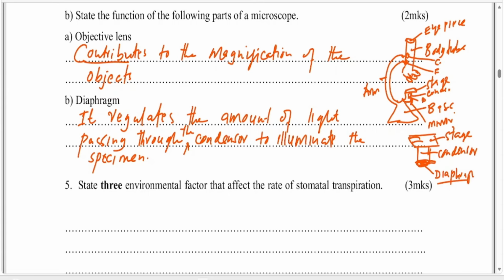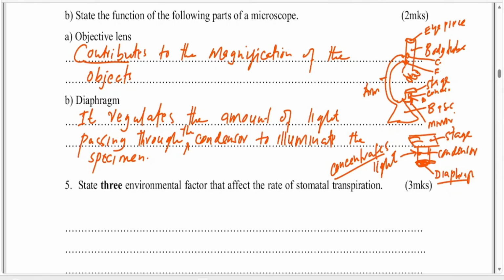We can also have the condenser. Condenser, from the name condenser, it concentrates light onto the stage. The work of condenser is to concentrate light onto the stage. Condenser, if it comes in the exam, you have to say it concentrates light. It's not to regulate. This one concentrates light onto the stage. That is the work of the condenser, concentrate light onto the stage.